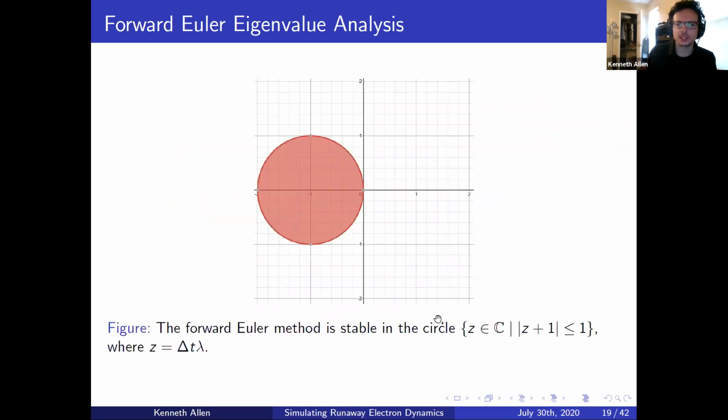Another way of writing this: our eigenvalues can in general be complex. So we want to choose delta t small enough so that we can scale all of our eigenvalues down into this circle, where this circle is the set of complex numbers such that the magnitude of that complex number plus 1 is less than 1. In particular, for the spatial derivatives that we're dealing with, the operator should always have eigenvalues with negative real part. So we just need to choose delta t such that we can scale all the eigenvalues down into this circle.